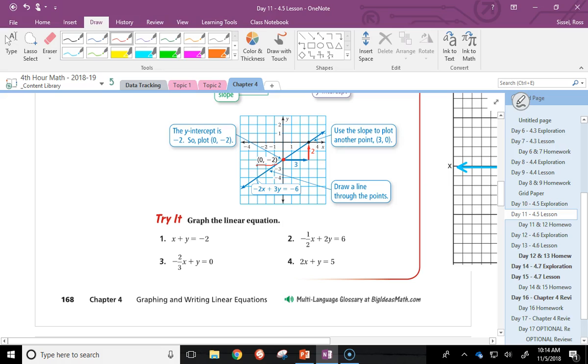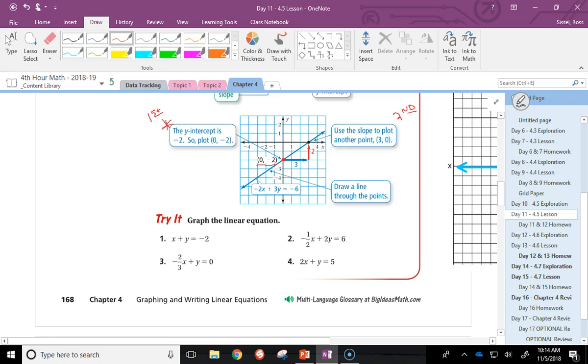Jordan, get on the same part we're on, so you can be following, so you can show me you know how to do this. So the y-intercept right here is negative 2, so they plotted 0, negative 2. Then we are going to use, so this is going to be second. We did this first.